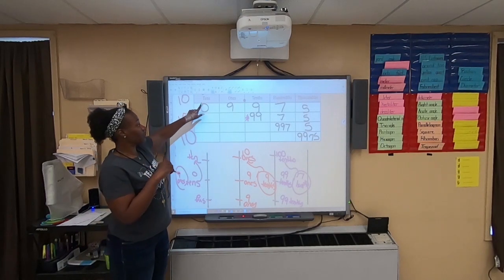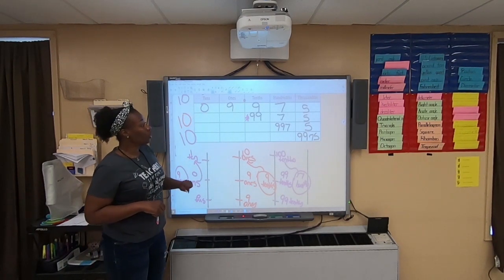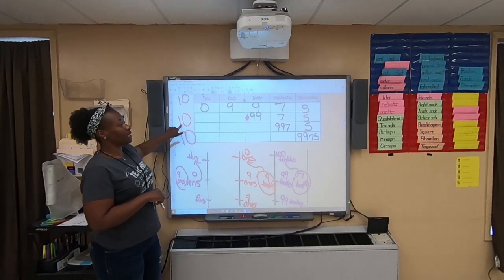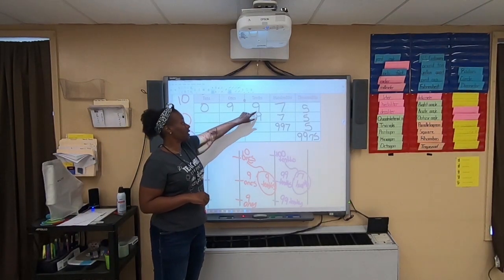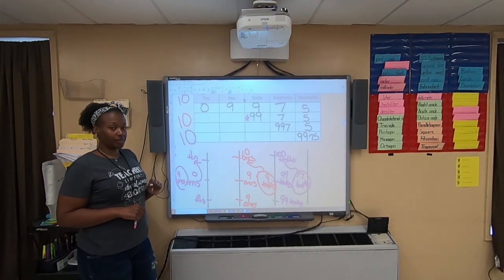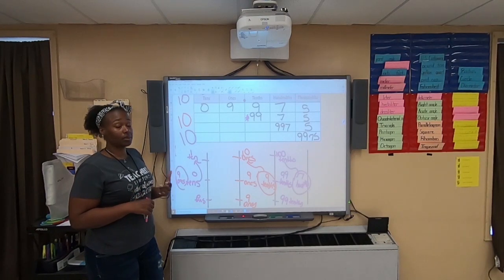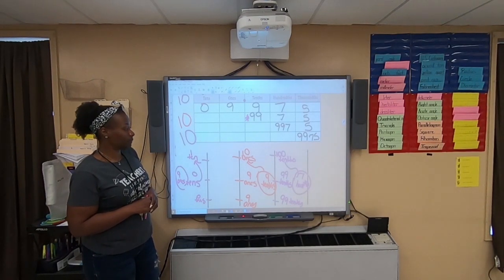So notice, when we rounded to the tens place, we got 10. When we rounded to the ones place, we got 10. When we rounded to the tenths place, we got 10. Each one of them produced the answer of 10.